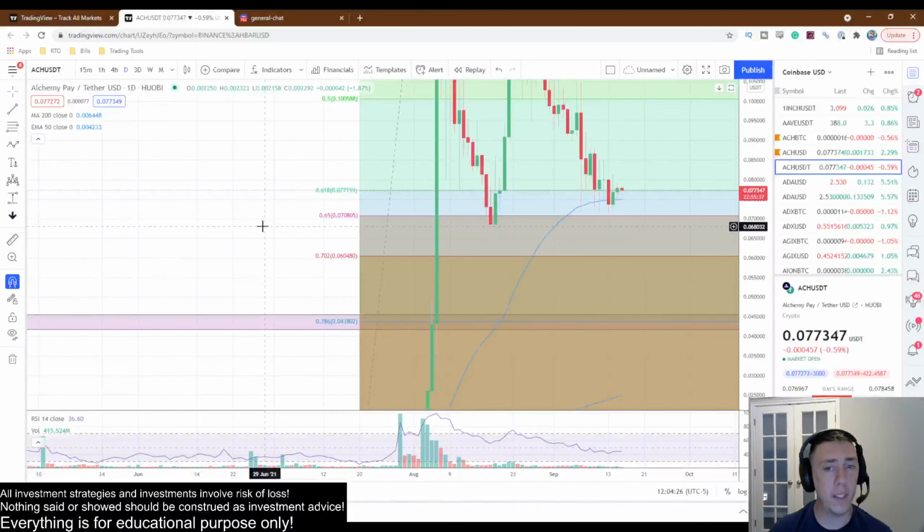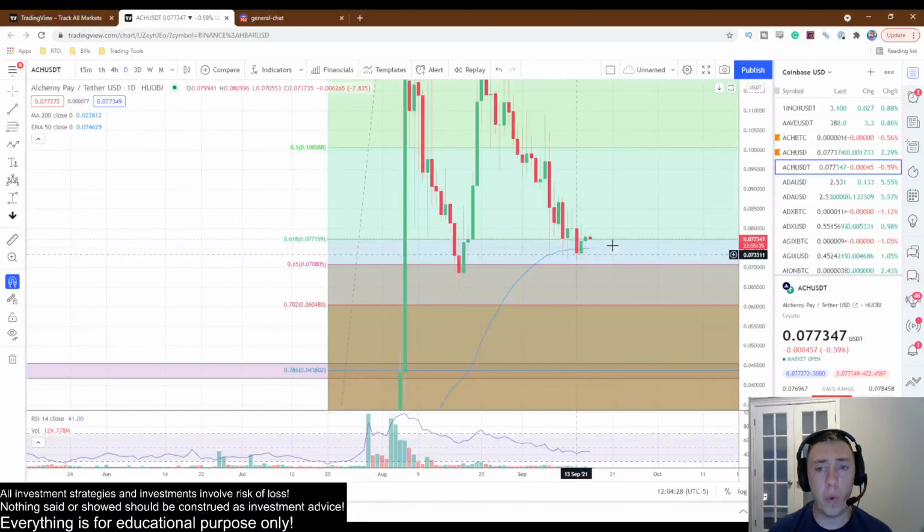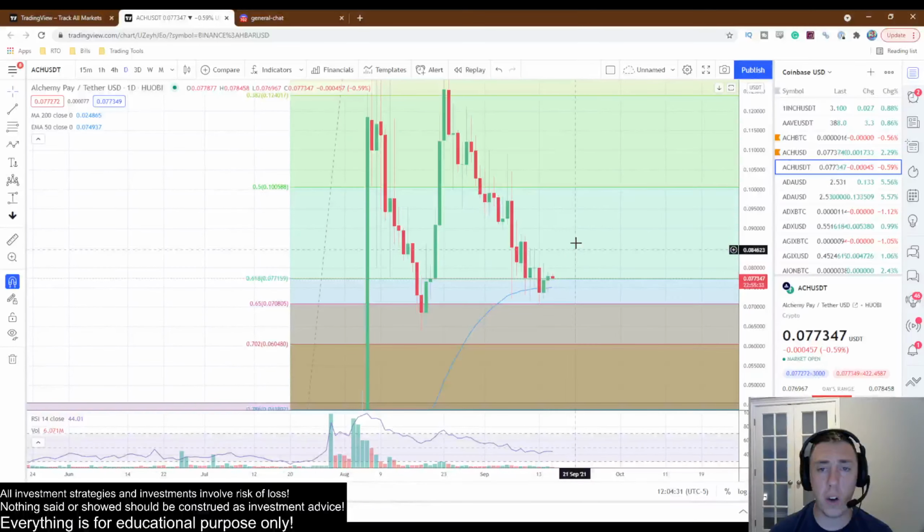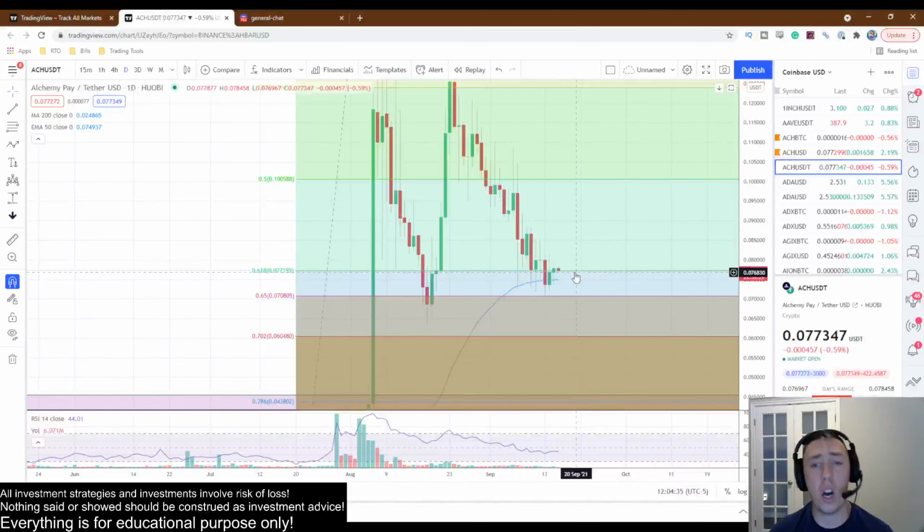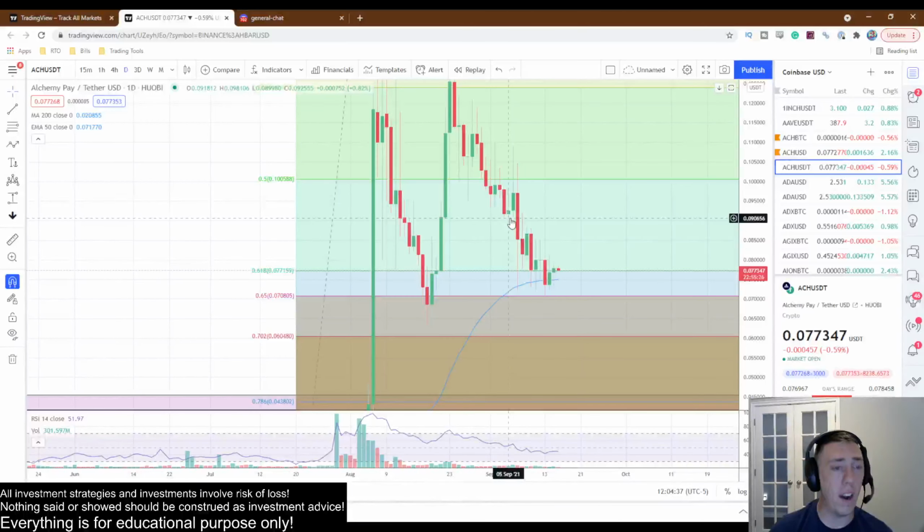Golden pocket, 0.618 to 0.702, came back up, and now once again, we're back in the golden pocket. We're starting to lift up from it again. Is this a good opportunity to buy Alchemy? Based upon just this one indicator and nothing else, yes, right?